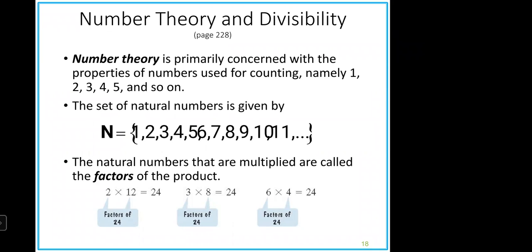Okay, so that's basically what number theory involves: operations and the properties of those type of numbers, a set of natural numbers. Natural numbers are also called counting numbers. The natural numbers that are multiplied are called the factors of the product. Okay, so they give some examples of what they're referring to here on page 228.